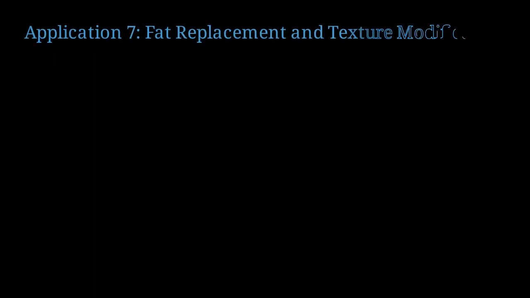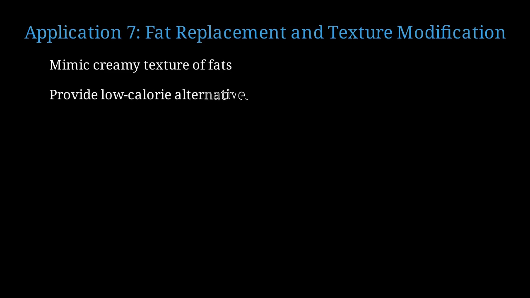Another food application is using hydrogel microparticles to modify texture and replace fat content. Hydrogel microparticles can mimic the mouthfeel and creamy texture of fat droplets in food products. This allows the formulation of reduced fat versions of products like mayonnaise, dressings, and dairy products. Since hydrogels are primarily water, they provide texture and volume with minimal calories. This supports the development of healthier food products that maintain consumer-acceptable sensory properties.